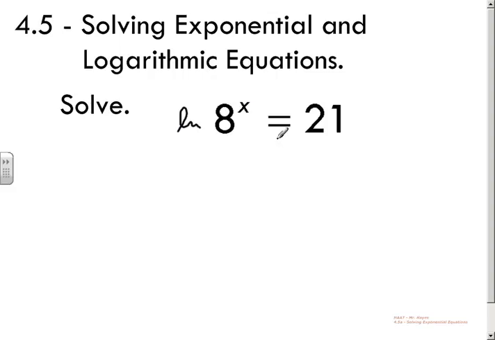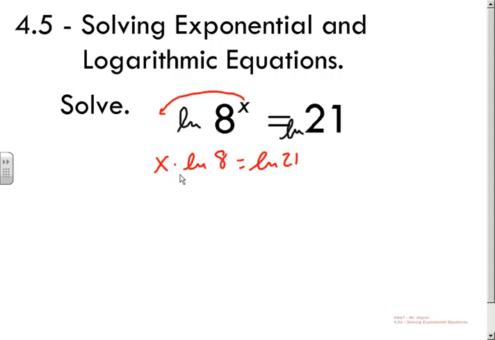So if I take the natural log on both sides, and it doesn't matter if it's natural log or common log, it'll be the same. This then can come out front. So now I've got x times natural log of 8 is equal to the natural log of 21.